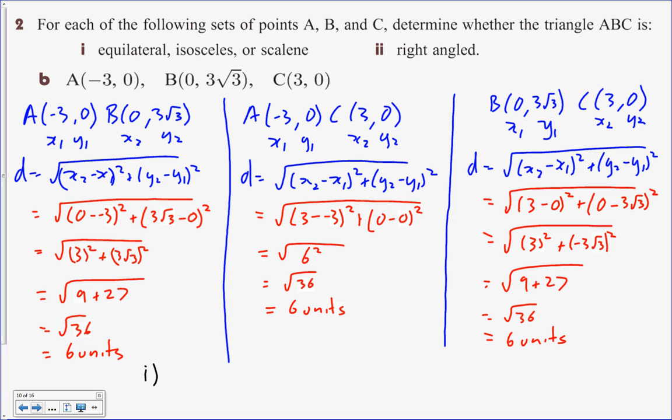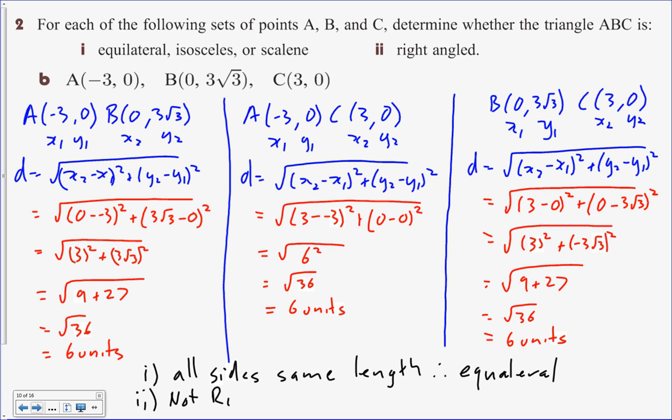So for 1, all sides the same length, therefore equilateral. 2, not right angle, because one of the things we know about equilateral triangles is they're called equilateral because they're equiangular, and therefore can't be a right angle of 90 degrees because all angles are 60 degrees.